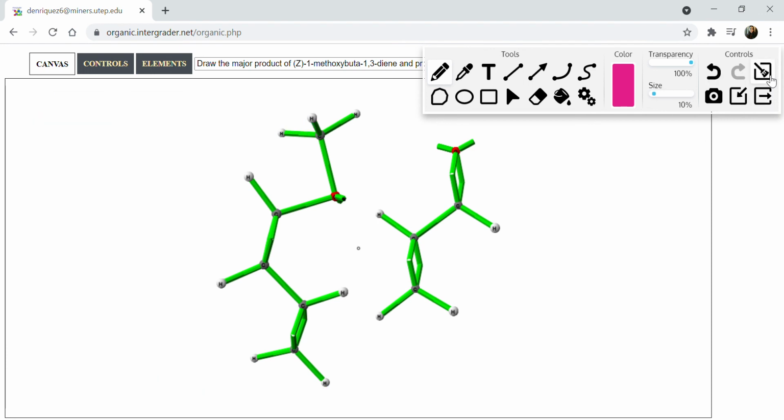Basically, I'm just going to put little stars. So this is my diene, and this is my dienophile. My diene will have the electron donating groups, and my dienophile will have the electron withdrawing groups. So I see that this will have the majority.